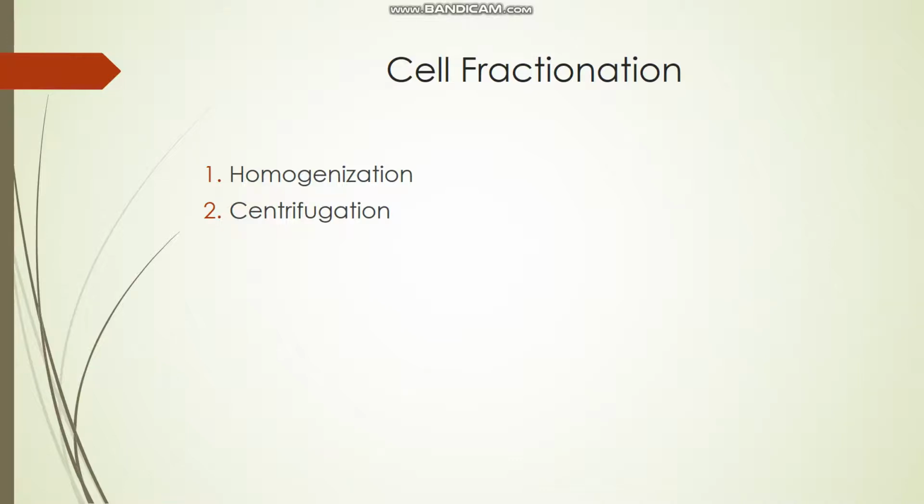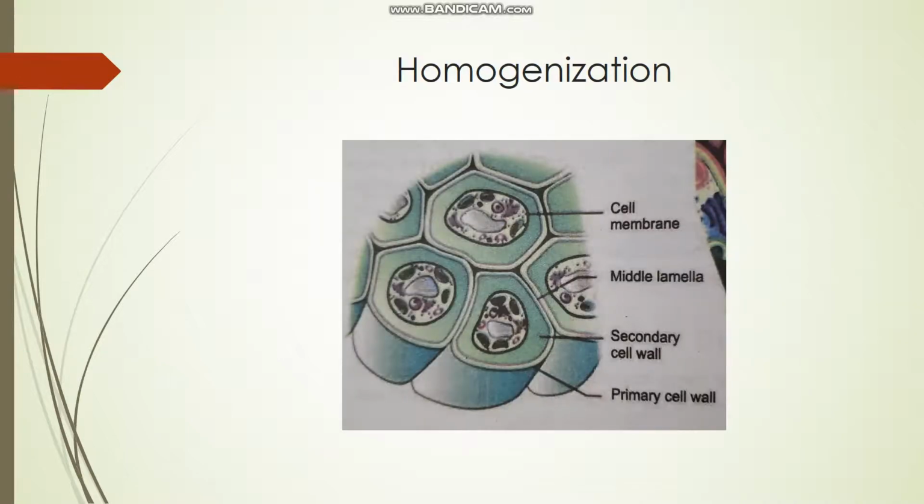Let's see them one by one. The first step is homogenization. It is the formation of a homogeneous mass of cells, which is also known as cell homogenate or cell suspension. It involves the grinding of cells in a suitable medium with correct pH, ionic composition, temperature, and the presence of certain enzymes that can break the cementing substance of the cells.